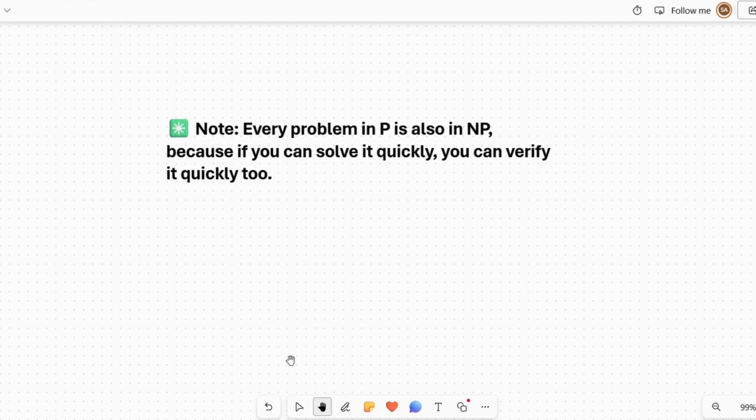An extra note, you have to remember or memorize this. Every problem in P is also in NP, because if you can solve it quickly, you can verify it quickly.